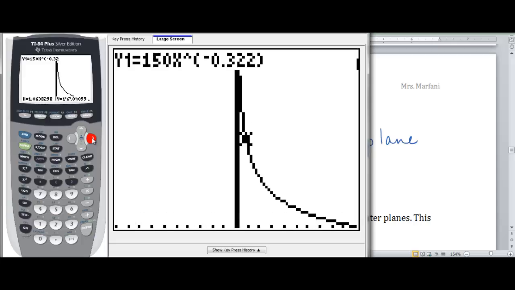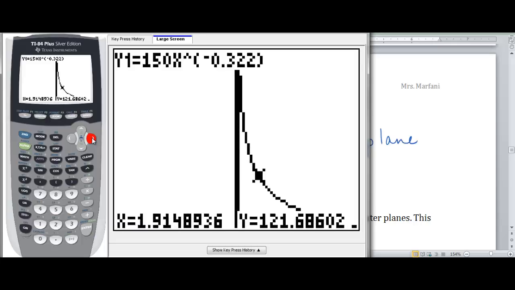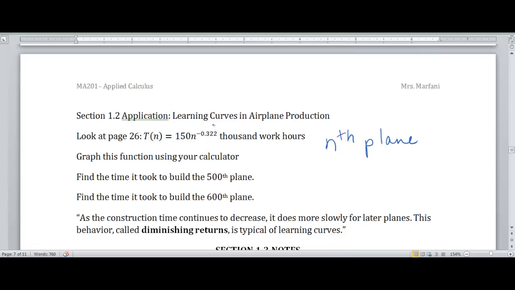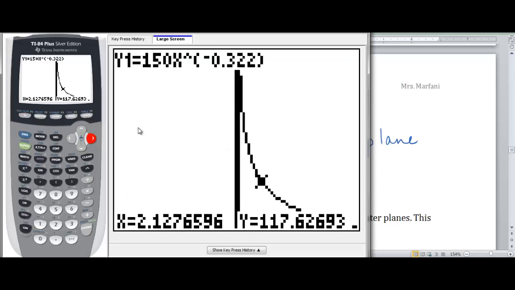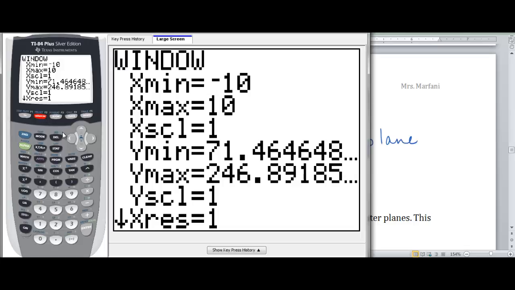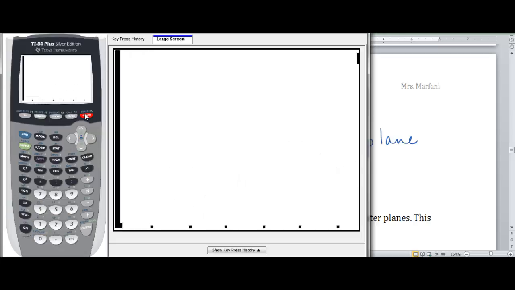So that's when x is 0. And I want my x or n to be 500, right? It says find the time it took to build a 500th plane. So my window needs to go from, let's make it start at 0 because we cannot have negative number of planes, and let's make it go all the way down to 650, okay? And we'll make the x scale go by 100s. Let's see what that does to the graph.